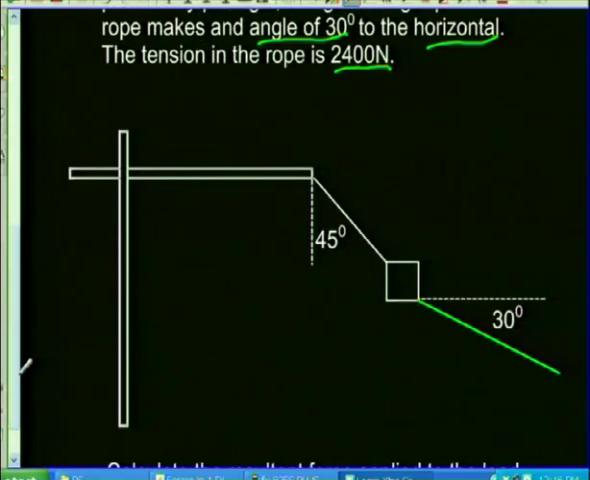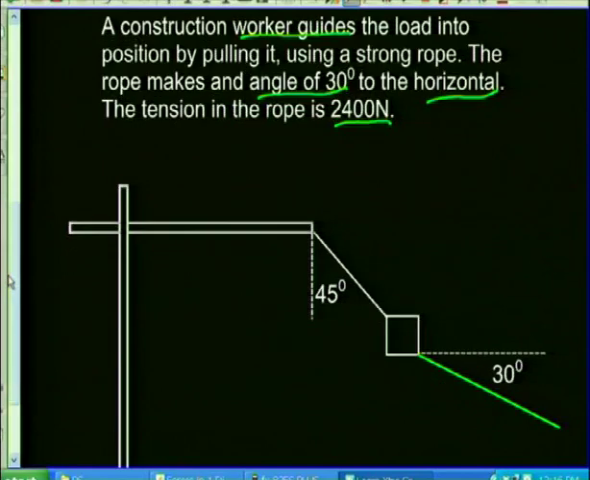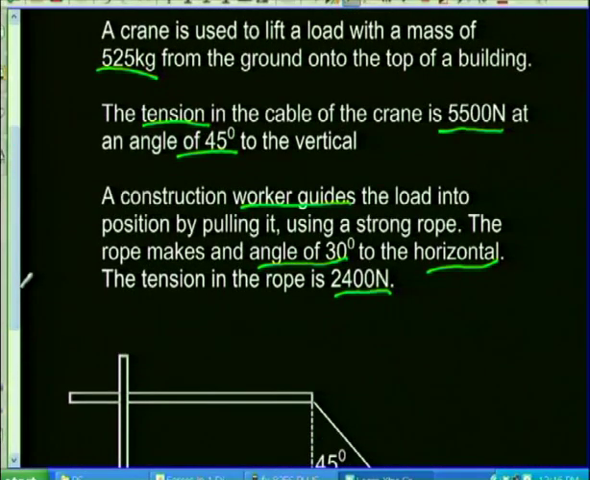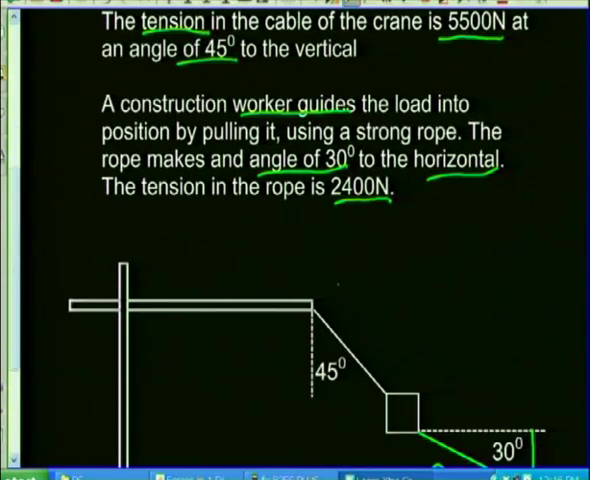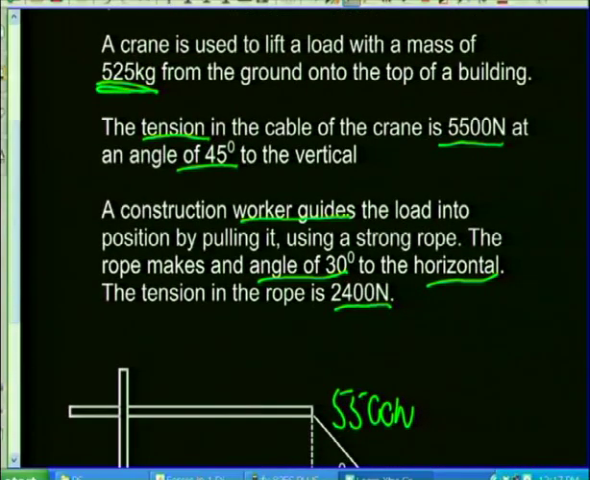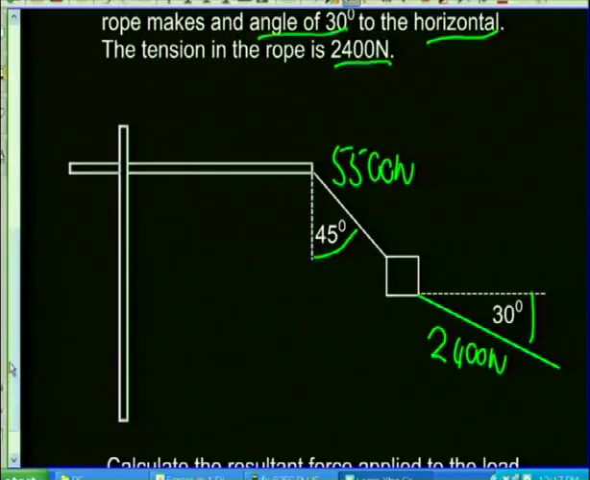So let's just fill in some detail here. The first thing that we're going to do is the tension in the rope was 2,400 newtons. And you can see it's 30 degrees below the horizontal, whereas the cable had a tension of 5,500 newtons, and that's at an angle of 45 degrees to the vertical. But there's another piece of information that we're given. We're given the mass. And we know that there is a force acting on the load. That's the force of gravity, Fg, where Fg is equal to the mass times the acceleration due to gravity.